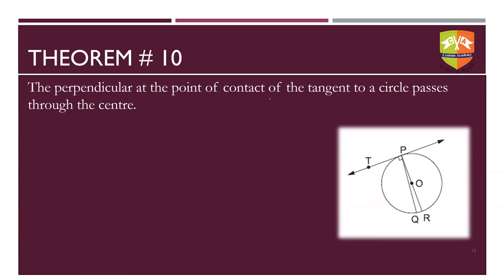Last one: the perpendicular at the point of contact of a tangent to a circle passes through the center. Again, let it not pass through the center. These are very easy proofs. So if it is not passing through the center, then you join the center and point P. Then we are getting angle QPT is 90 degrees. Why? It is given that the perpendicular at the point of contact of the tangent, we are already assuming, let QP be perpendicular to PT.